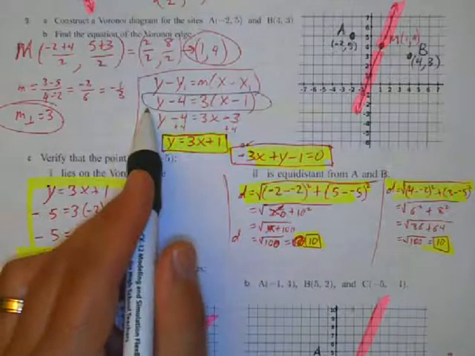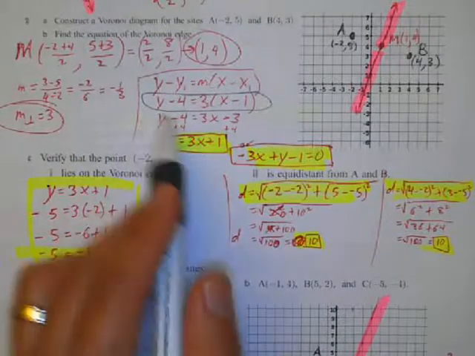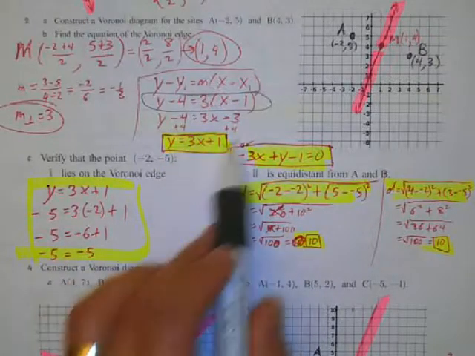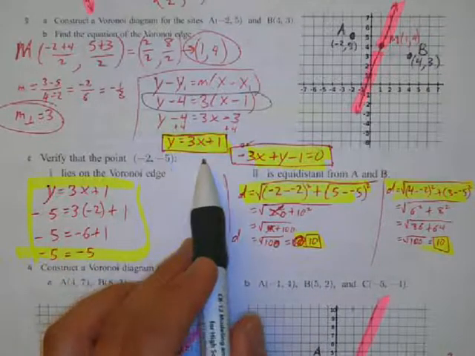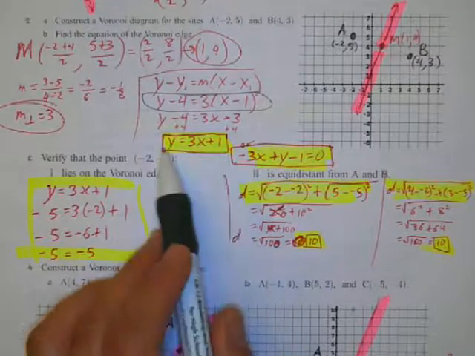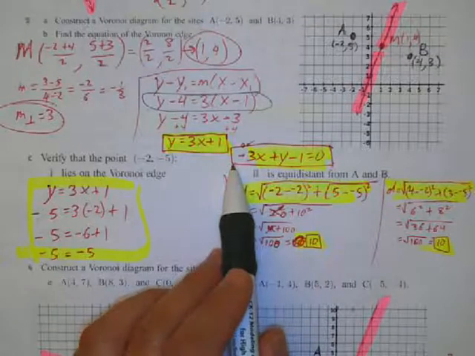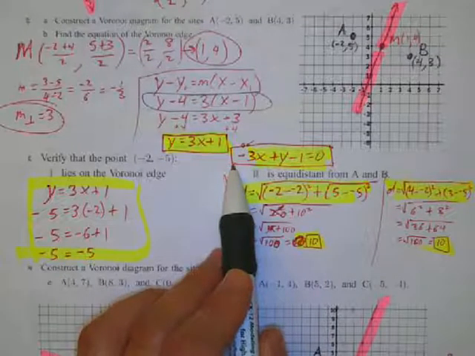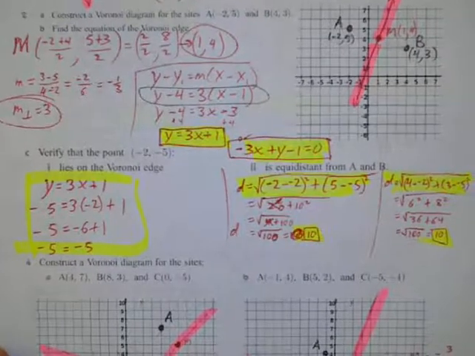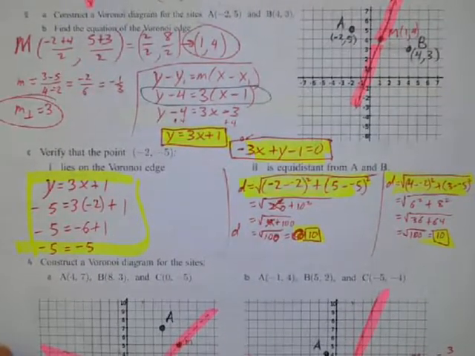Now if I wanted to find it in slope intercept form, I could do distributive property with the 3, add 4 on both sides, and now I've got slope intercept form. And then if I subtract 3x on both sides, subtract 1 on both sides, now I've got it in standard form. Okay. You might want to hit pause and think about this, maybe replay and listen to it again.